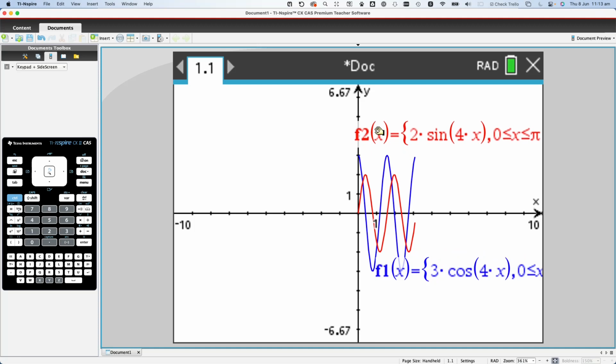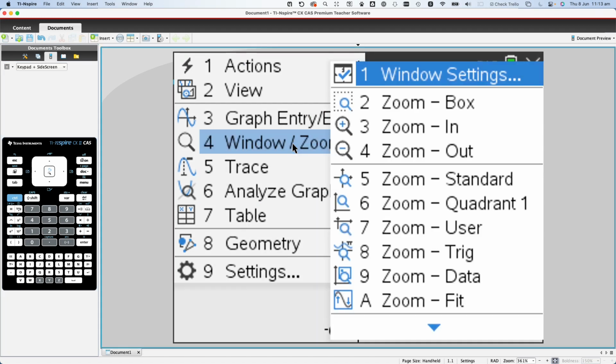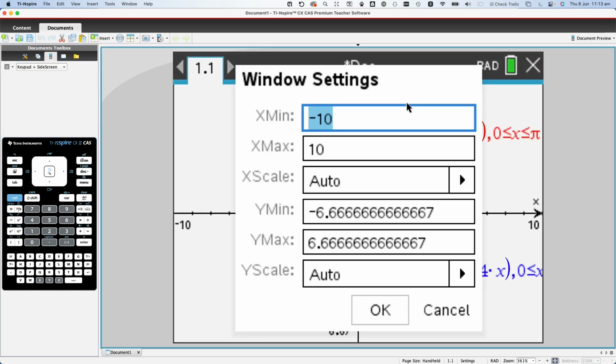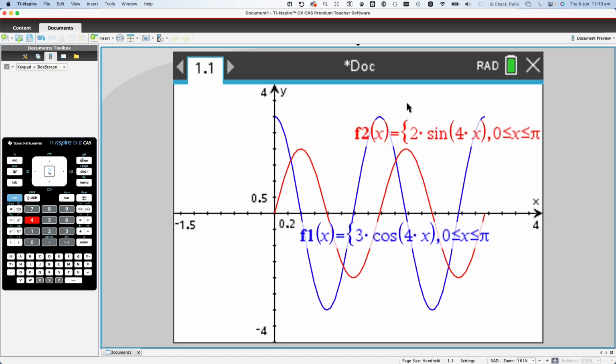And I'll just move that out of the way so we can see them. And there's our graphs. Now, of course, the graphs are a bit squishy here, so personally, I would tend to zoom up a little bit so I can see, as I'm going up to 3 here. So I'll go to menu, window zoom, window settings. I'm going to go from minus 1.5 to pi, which is 3.1, so minus 1.5 to 4, just so I've got a bit of a scale up going on. I'll go from minus 4 to 4. That should give me a nicer graph, just so I can see it a little bit more clearly.